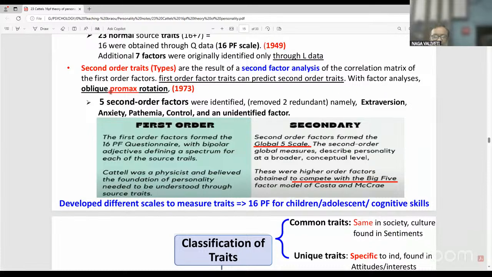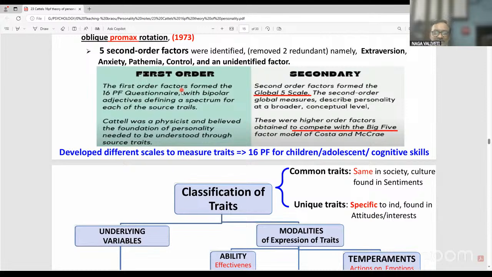He used the Promax, oblique. When you want to do a second time, third time, you do oblique rotation. Otherwise, you do orthogonal, or 90 degrees rotation. The 5 factors he found, he called them the global 5. They are similar to the big 5. Both have come out more or less similar.